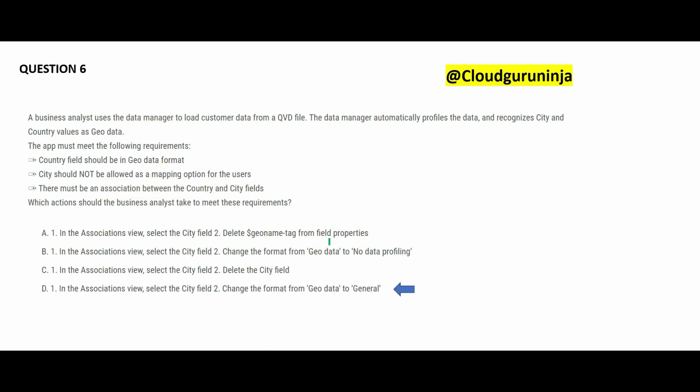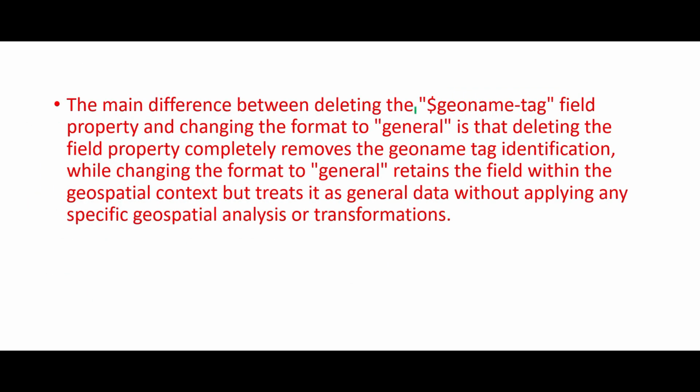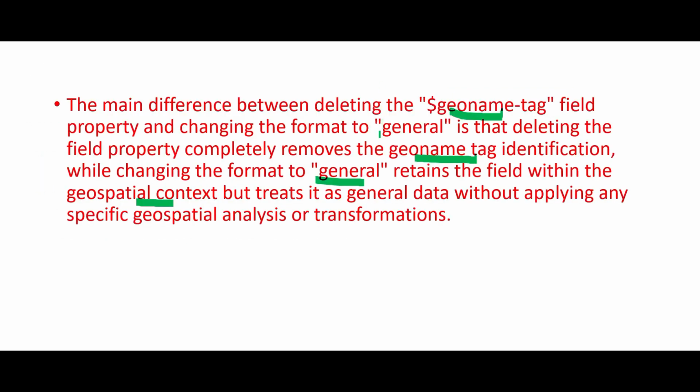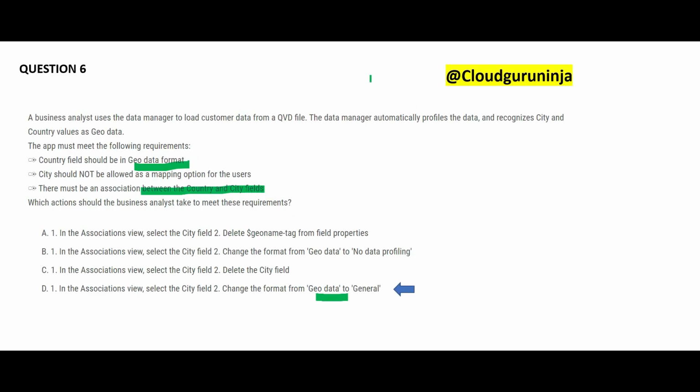So this would be our answer: change the format from geodata to general. I usually was very confused between A and D. Sometimes it seems both are the same, so I am highlighting the main difference. If you delete geoname tagging, it will completely remove the geoname tag identification. But if you change the data format to general, it retains the geospatial context, because we need to maintain an association between country and fields. Country will continue to be geodata format. So it will retain it, but it treats it as general data without applying any geospatial analysis or transformation. So that is why this would be our final answer.